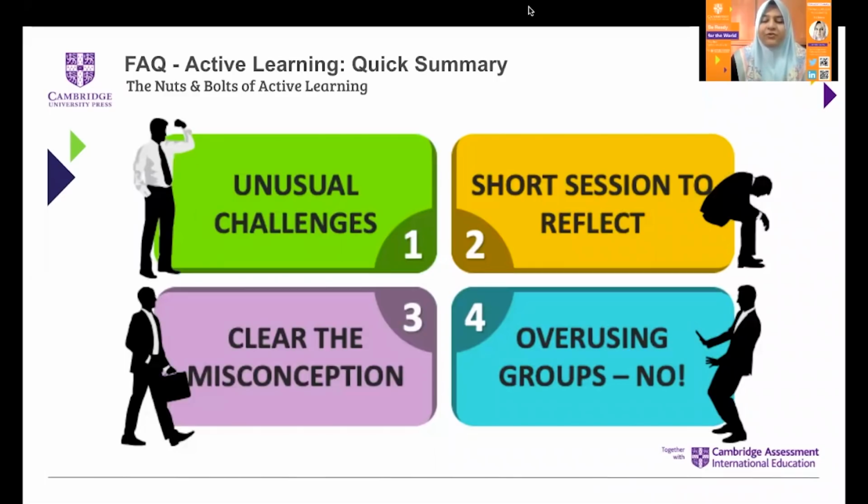A glance through the frequently asked questions about active learning would be to remember that active learning offers unusual challenges to the students, to remember to always offer a short session to reflect and to clear any gaps in learning as well as misconceptions, and say no to overusing groups for active learning.